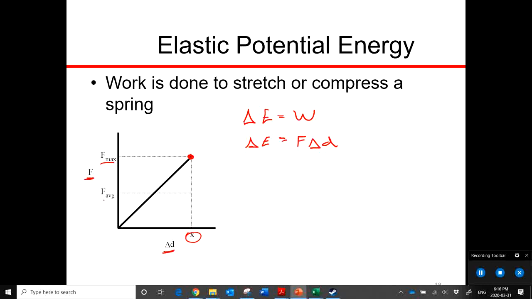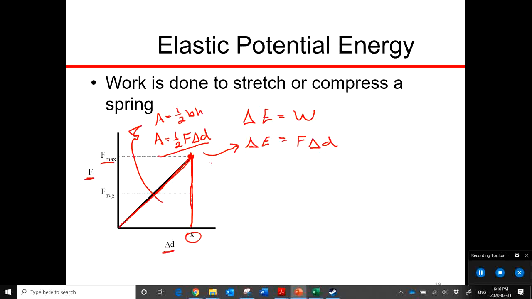You can think about the fact we're using the average force, which is half of the max, or the area under the curve. Here we have a triangular shape. If we calculate this area, remember the area of a triangle is 1/2 base times height. What is our base but our distance, and our height is our force? So we get 1/2 force times our change in distance, which is very similar to our energy equation here.